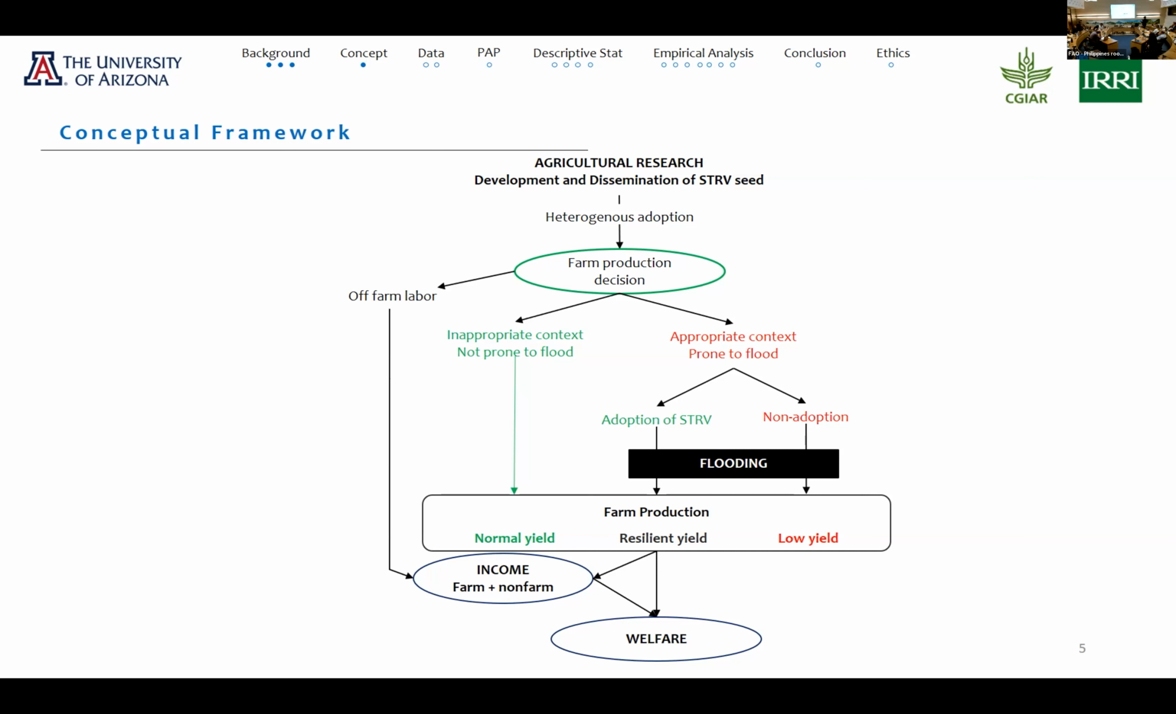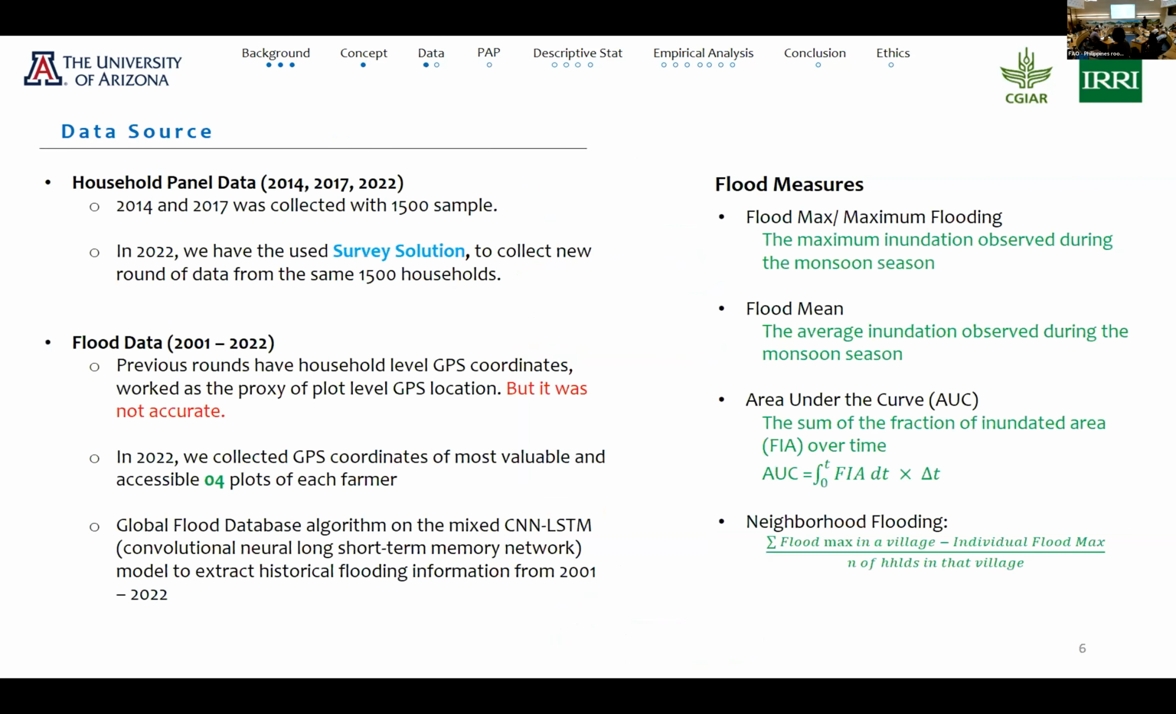we assume that he's going to get a normal yield. It's going to be business as usual. But if he happens to be located in an area that is prone to flood, and he adopts the STRV and flood happens, then he will get a resilient yield. But if he does not adopt, his yield will be affected, and that has implications for welfare and many other things, food security and so on. So this is just the conceptual framework that we have behind conducting this study.